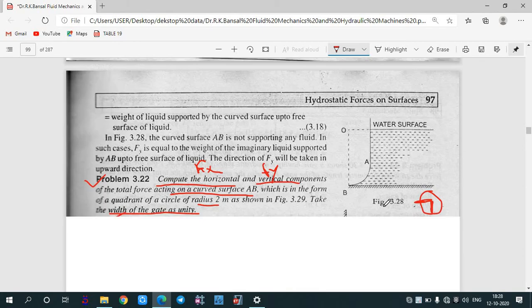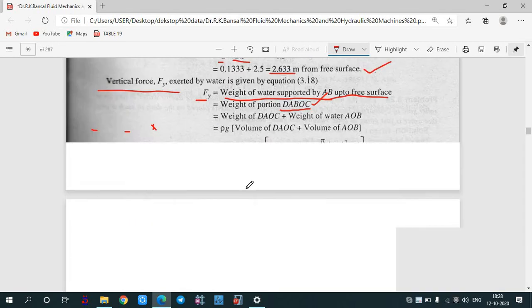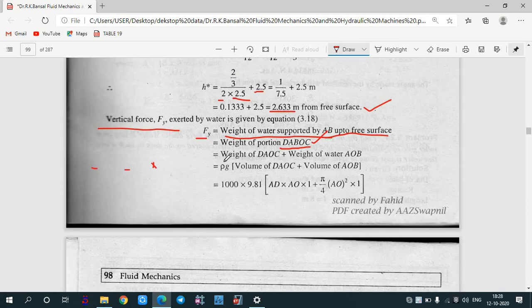But you can see that this portion has been divided into two parts. There is a rectangular portion over there. There is also a quadrantal portion over here. So we'll resolve it one by one. There is a rectangle and there is a quadrant. So we'll try to calculate the weight of this portion, then we'll try to calculate the weight of this portion. Now the weight of DOC, that is the rectangle, and the weight of water AOB, that is the quadrant.